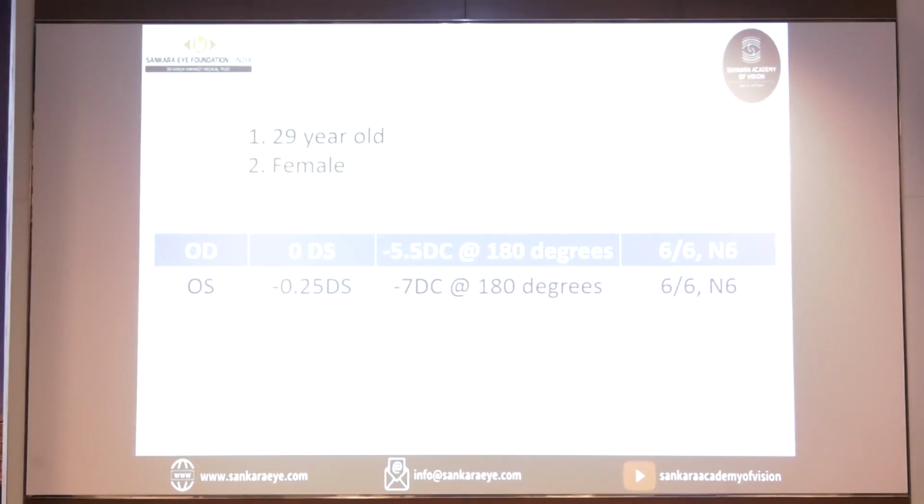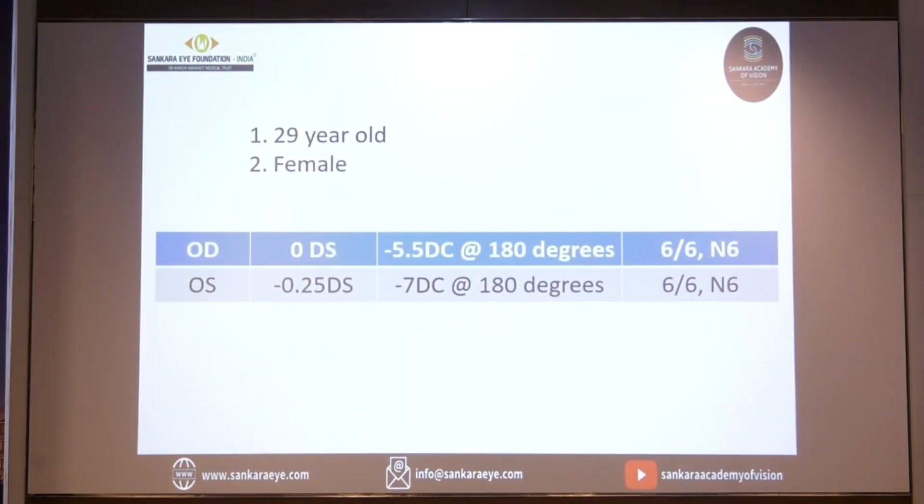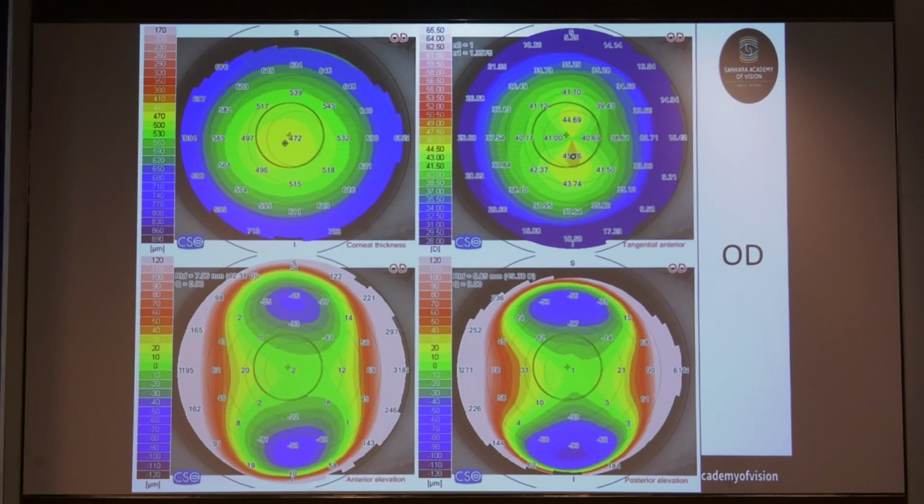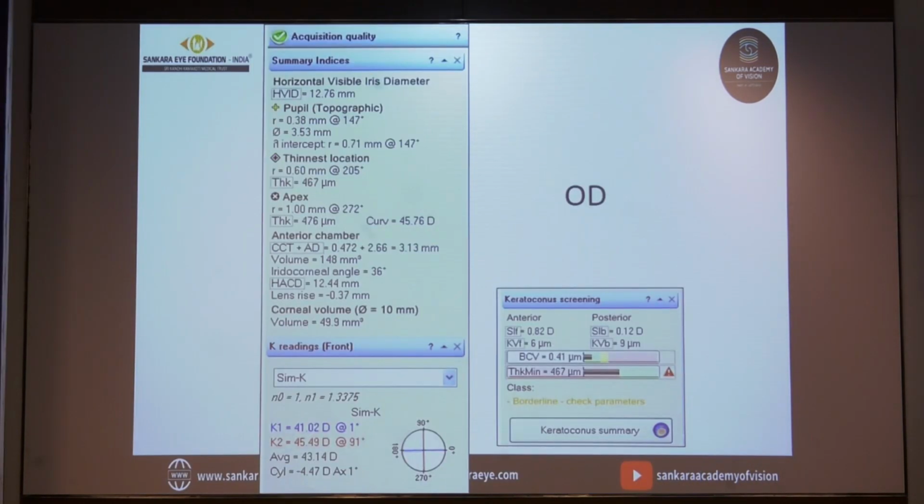So this was case 1, a 29-year-old female. This was a BCVA with predominantly cylinder. She wanted freedom from glasses. This was a right eye topography. Here you can see the anterior tangential curvature. There was some amount of inferior steepening. There was no significant posterior elevation. It was a thin cornea.